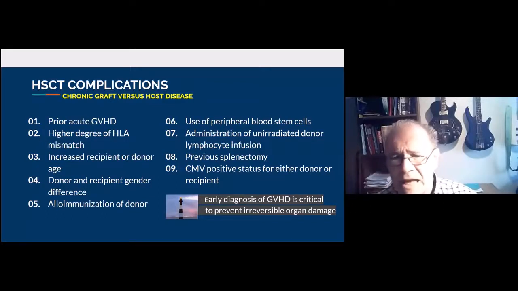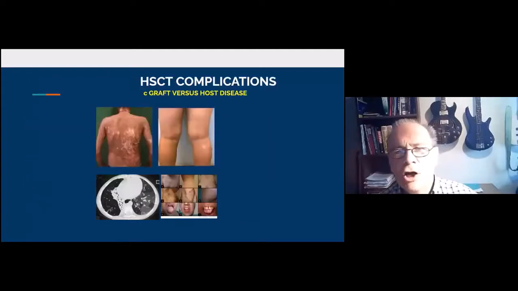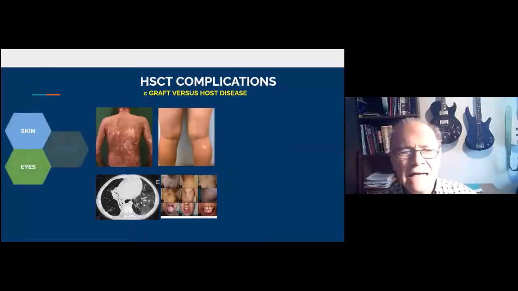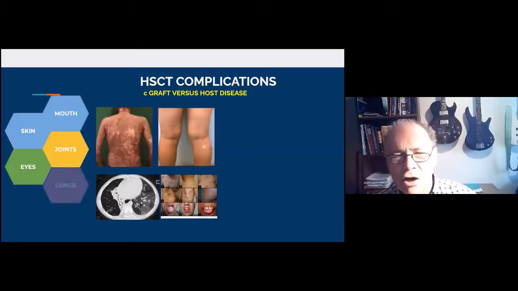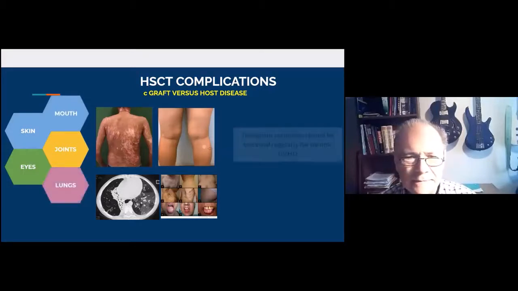And please, a very important issue is early diagnosis of graft-versus-host disease to prevent irreversible organ damage. Chronic graft-versus-host disease has different lesions: chronic skin lesions, dry eyes, problems in joints, mouth, and pulmonary or lung diseases.